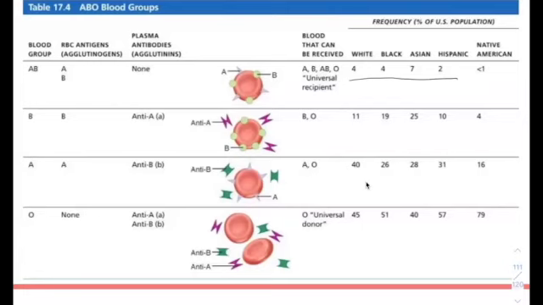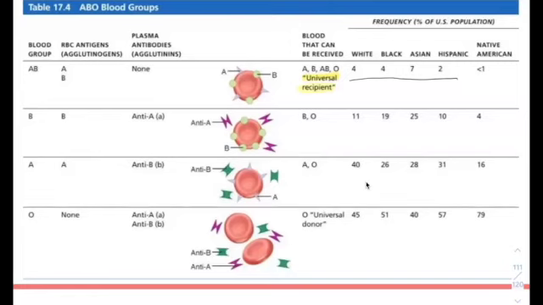That's not something you need to know, but AB is the least common blood type because they have both A and B antigens. They are considered a universal recipient. They can receive A, B, AB, and O blood type. They can receive blood type from every type.